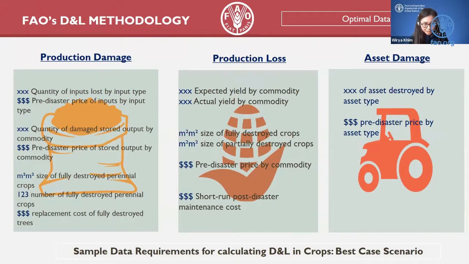And for production loss, you will have all of the detail as presented in this slide, and the same for asset damage. So the point we would like to make is that with this availability of data, it will allow you to have a holistic understanding of what went on in the agriculture sector following the disasters. But having said that, let me move on.